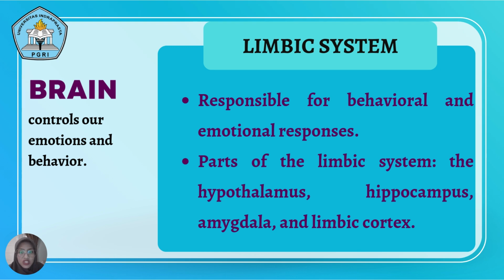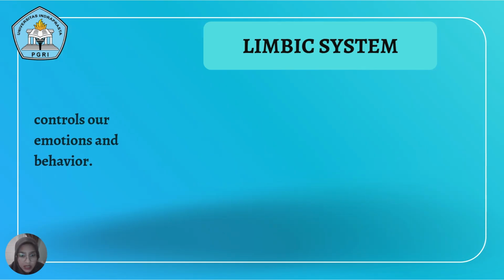It is a group of interconnected structures located deep inside the brain. It is the part of the brain that is responsible for behavioral and emotional responses. However, scientists have yet to reach a consensus on the complete list of structures that comprise the limbic system, but it generally consists of four parts. The first is the hypothalamus, the second one is the hippocampus, the third one is the amygdala, and the fourth one is the limbic cortex. However, all those four parts involve so many other parts of the brain. Let's check into the next slide.